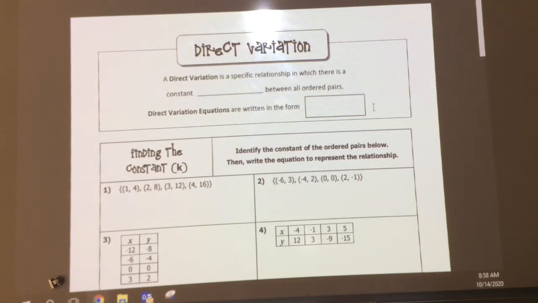So, starting off with direct variation, I'm going to give you some high points, some low points. We're not going to go through this entire set of notes. We're just going to do as much as we can, and then I'll kind of take questions as I see fit, and I'll go from there.